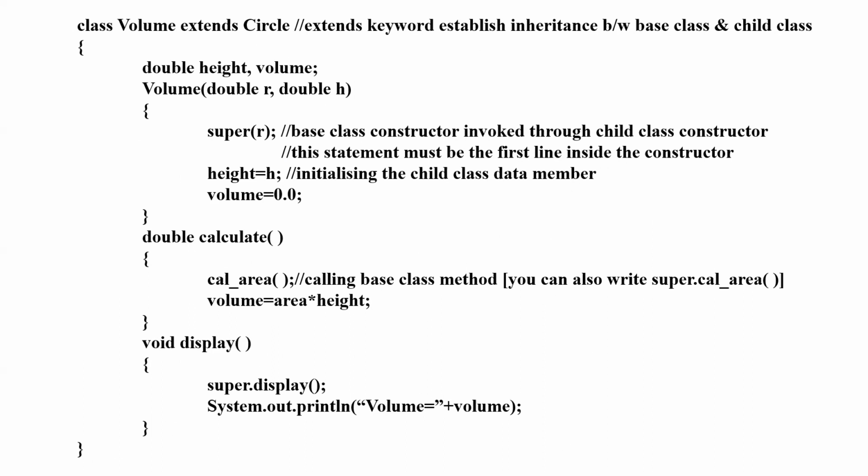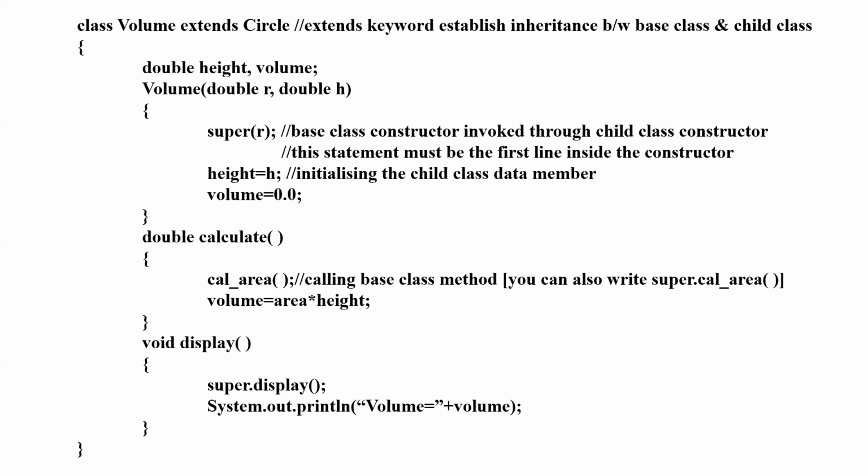Finally, in the display function, you see I've done super.display. Now, this super.display will call the base class display function. And finally, we are printing the volume. Now, you notice here, the parent class also has display, and the child class also has display. That means both the classes have the same function with the same name and same signature. And this is called function overriding.